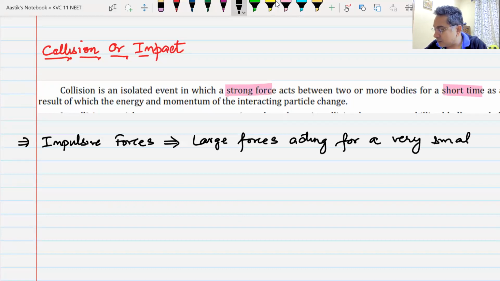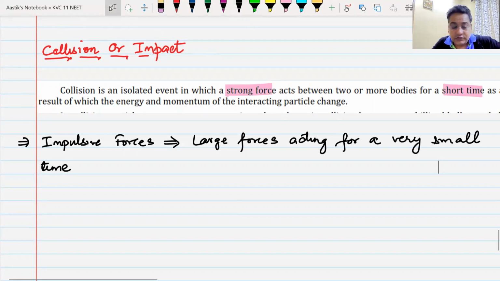So we can say collision is an event where large forces act for a very small time. That event is known as a collision. We understand this, yes or no? The event of a ball hitting a bat, of a shuttlecock hitting a racket, of a hammer hitting a nail: large forces act for a very short interval of time. We call such events a collision. I'll give you 2 minutes to note it down.